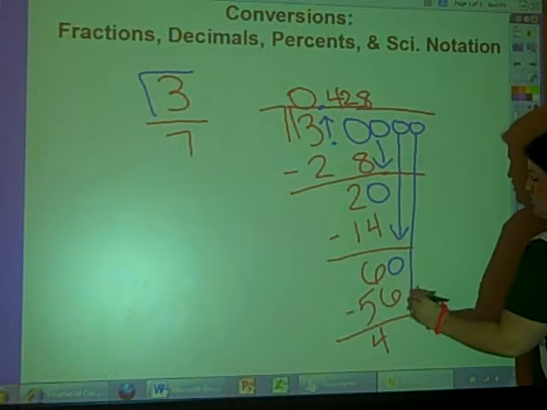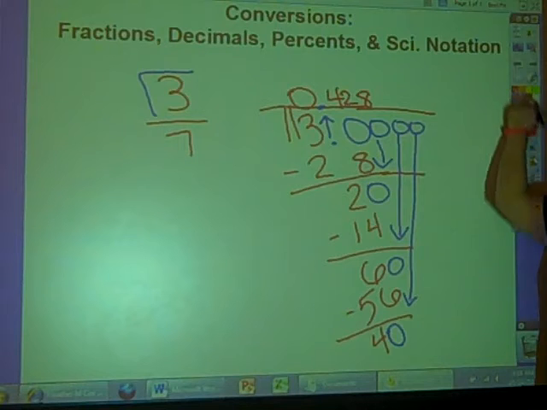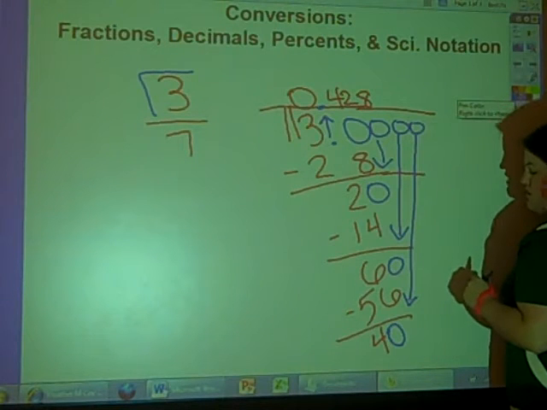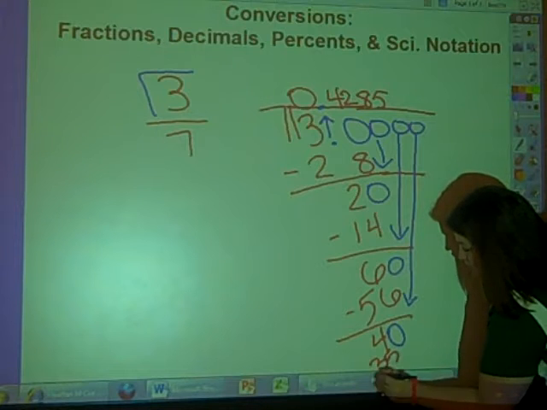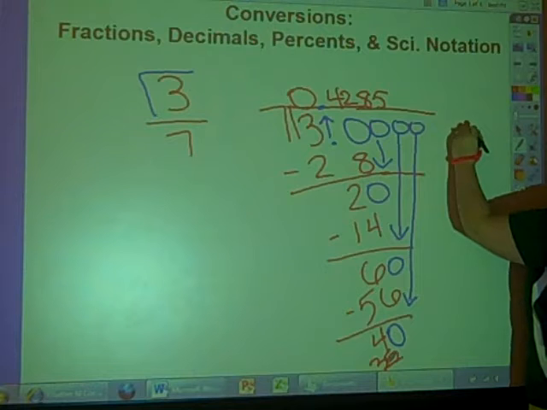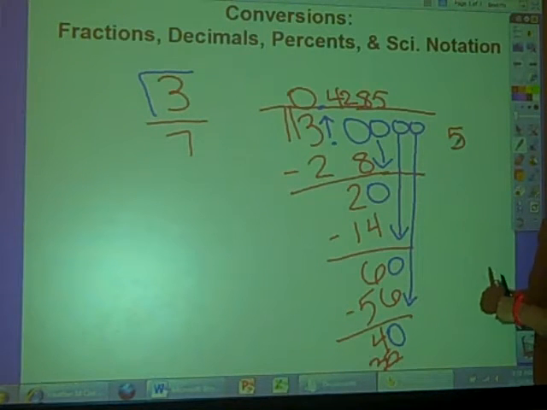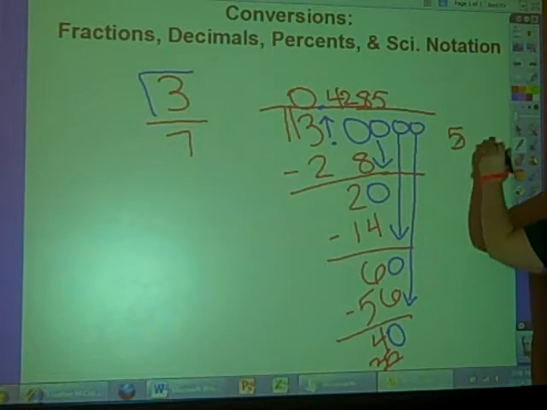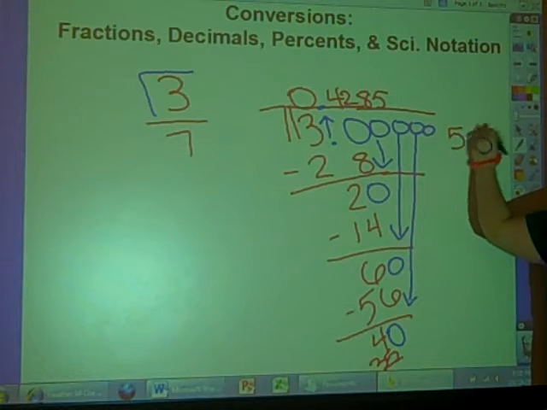Add on another 0. Bring that 0 down. How many times will 7 go into 40 without going over? Well, I know that 7 times 5 gives me 35. And 40 minus 35 gives me 5. I'm going to bring it over here because I ran out of room. Haven't had a 5 yet, so I haven't had anything that repeats. So I need to add another 0, and I would have brought it down. So it goes right here.